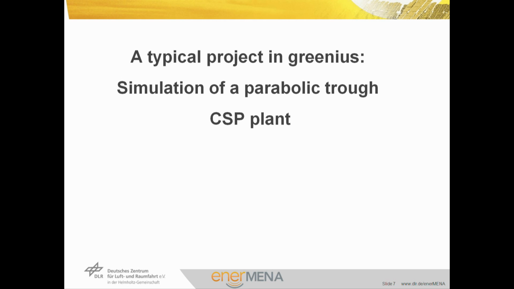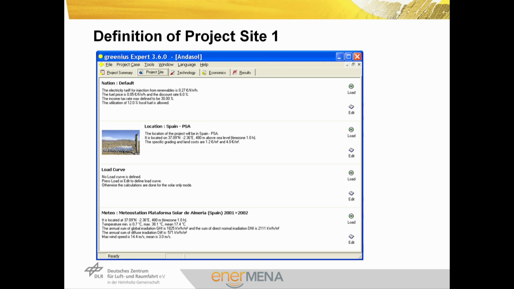I will now give the presentation about a typical project in Greenius. That's the simulation of a parabolic trough CSP plant. If you start the software Greenius, you will see a screenshot similar to this one. It's the main window of Greenius, which is divided into several tabs: the project summary, project site, technology, economics, and results tab. And these single tabs are further divided into user interfaces.